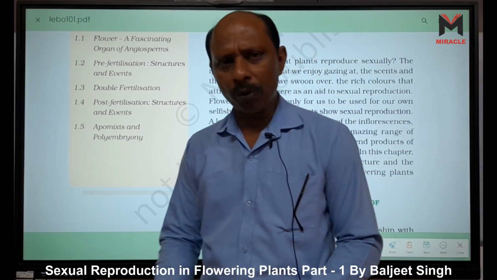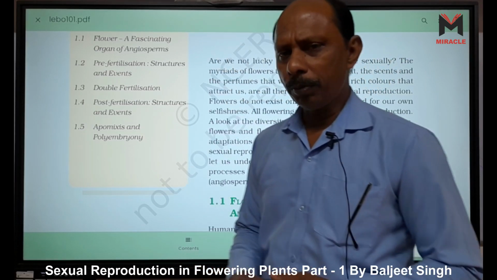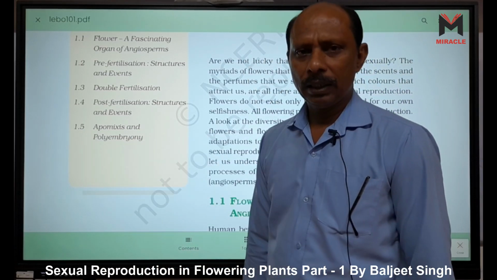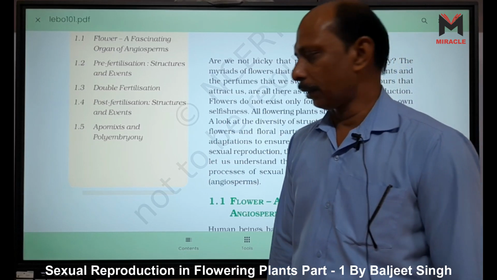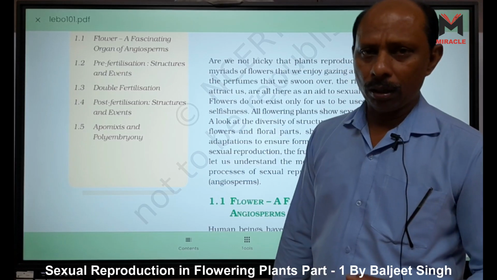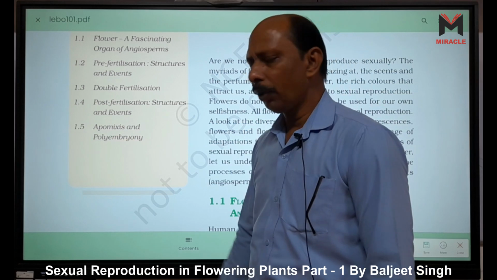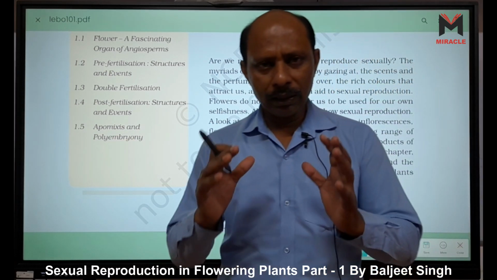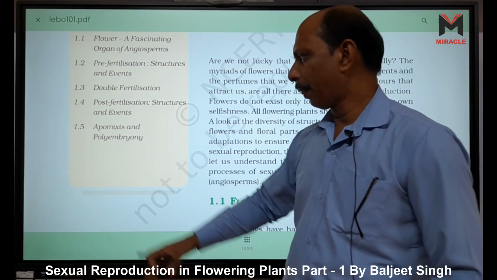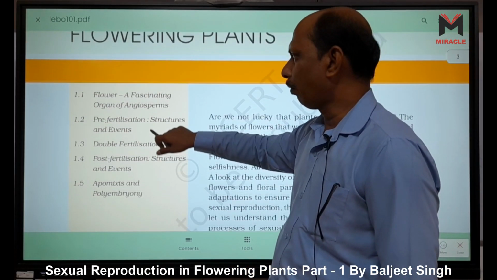Apo means without, mixis means fusion, without fertilization. Most important: formation of seed without fusion is called apomixis, right? It is actually a critique against sexual reproduction. And polyembryony: poly means many, embryony means that in a single seed more than one embryo is formed. That is called polyembryony, for example in citrus, that is lemon or orange. Okay, we will read this one by one.